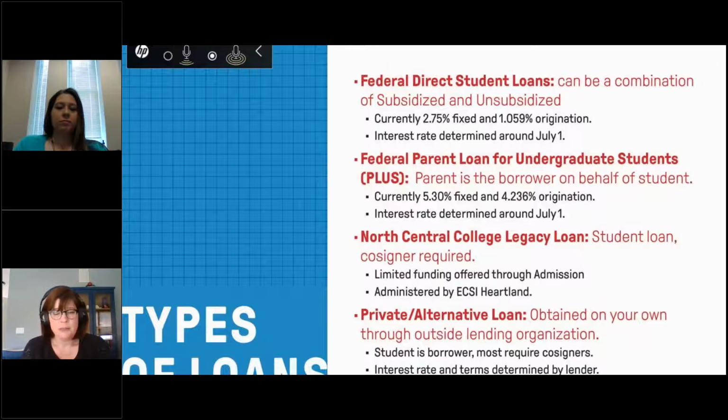Some of you may also look into private or alternative student loans. These are obtained on your own through an outside lending organization. The student is the borrower, but almost all of these loans require co-signers. Before you get into those, please make sure that you are reading the fine print very carefully. The interest rate and the terms and conditions of repayment are all determined by the lender. So we don't have any specific guidance on which would be best for you. Your terms and conditions would all be offered based upon the credit history of both the borrower and the co-signer.